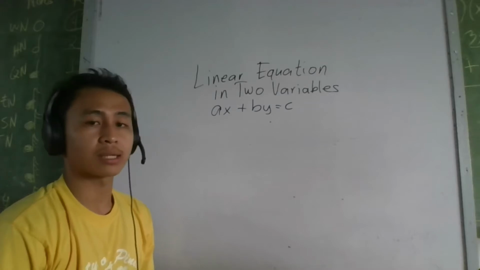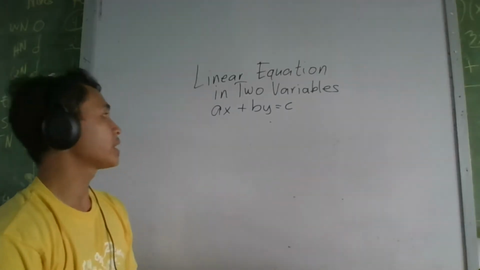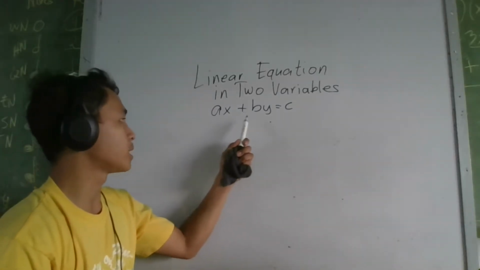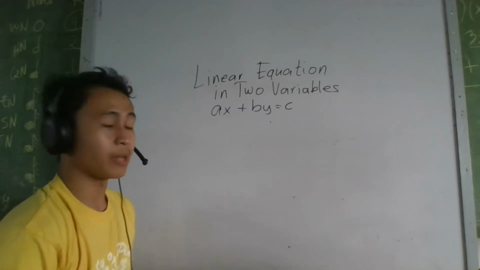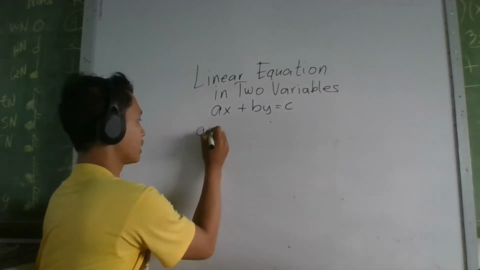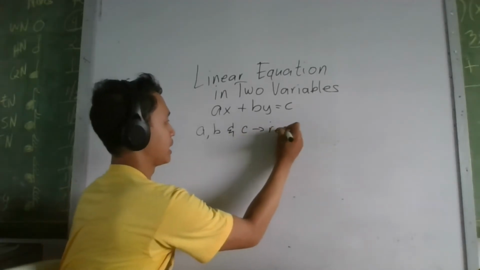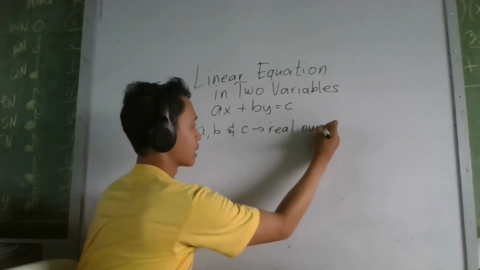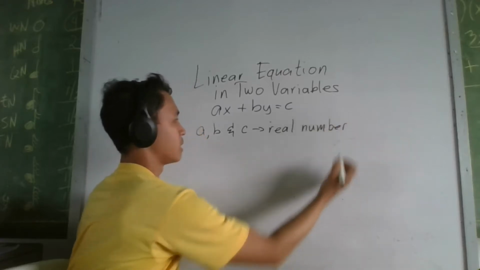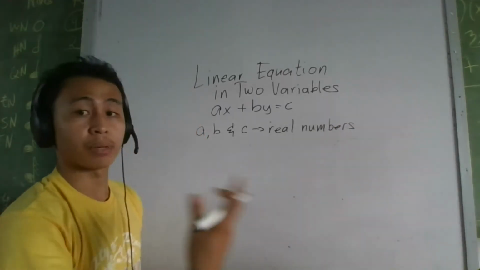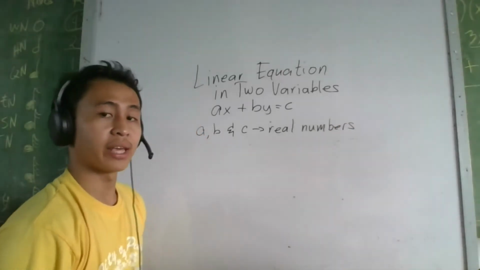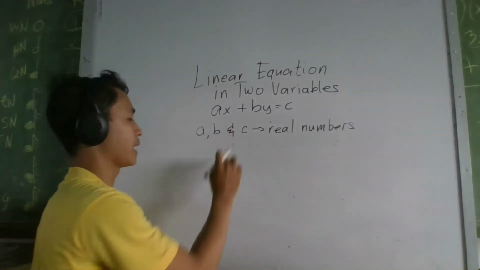Ano nga ba yung tinatawag nating linear equation? So, yung linear equation takes the form of ax plus by equals c. Wherein, yung a natin dyan, yung b, and c are all real numbers. Okay? Pag sinabi natin real numbers, they are, let's say, integers. May it be positive integers or negative integers. Yan yung value ng a, b, and c.